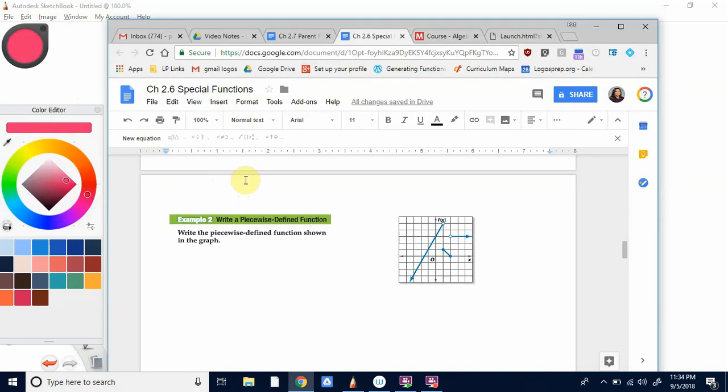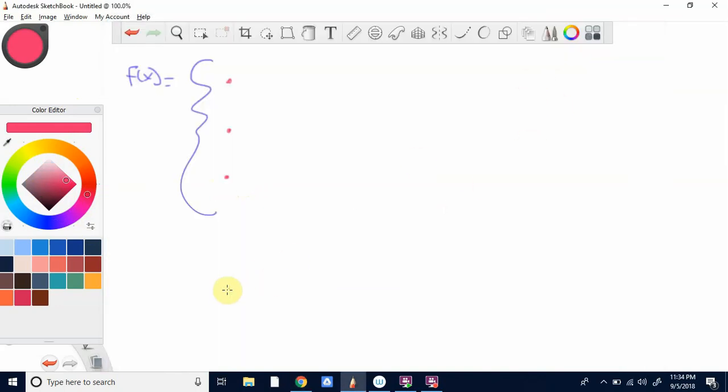Let's look at the first one again. In order to write an equation, it has to be in this format for a piecewise, in slope-intercept form. So we need an m and a b.